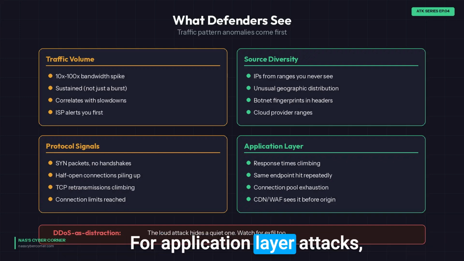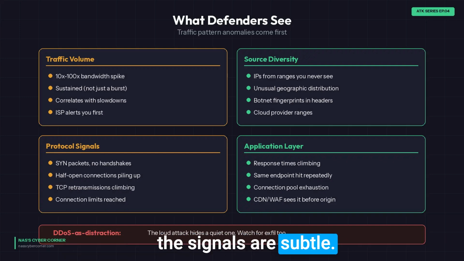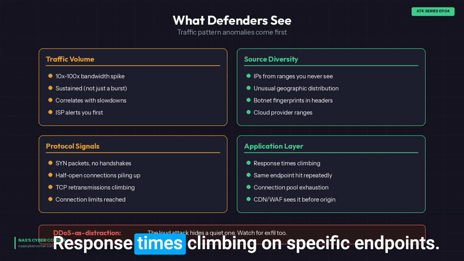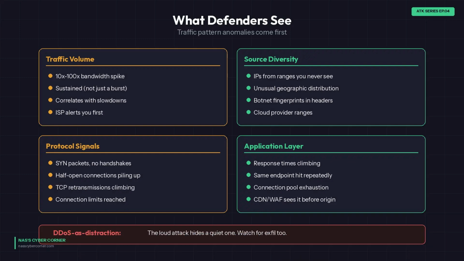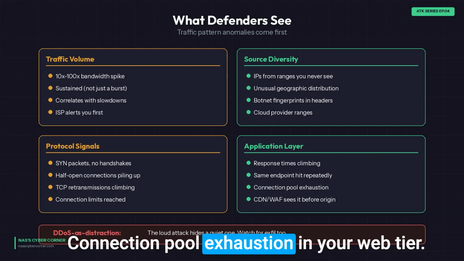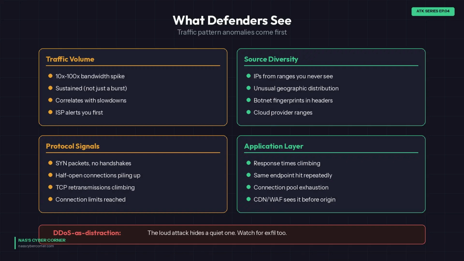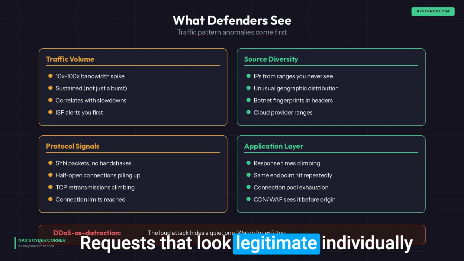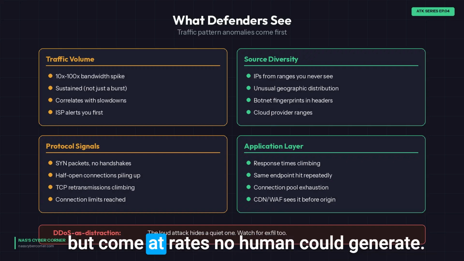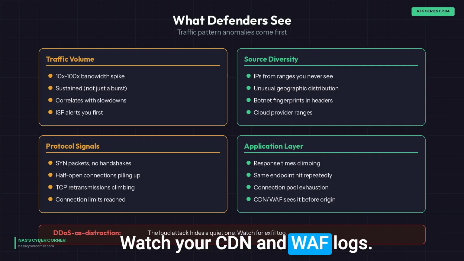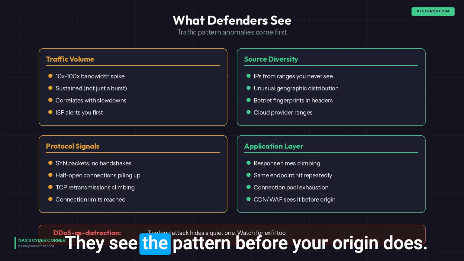For application layer attacks, the signals are subtle. Response times climbing on specific endpoints. Connection pool exhaustion in your web tier. Requests that look legitimate individually but come at rates no human could generate. Watch your CDN and WAF logs. They see the pattern before your origin does.